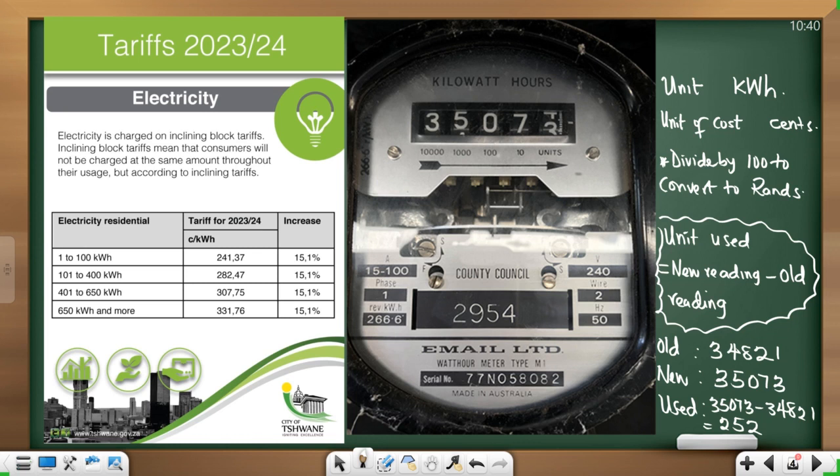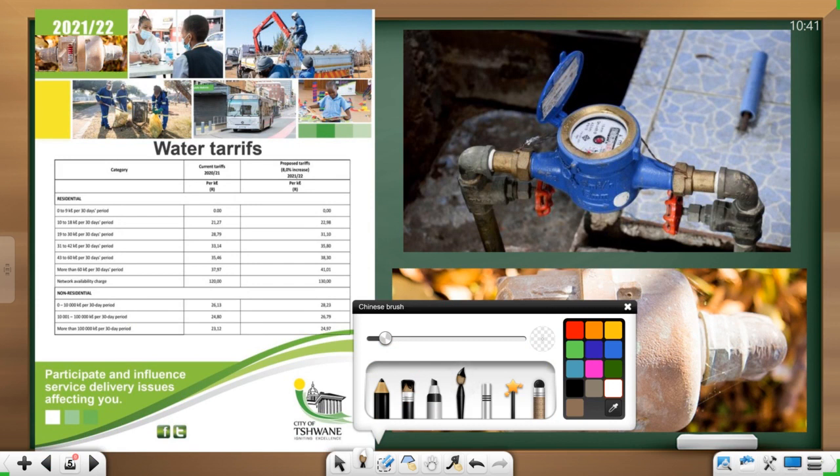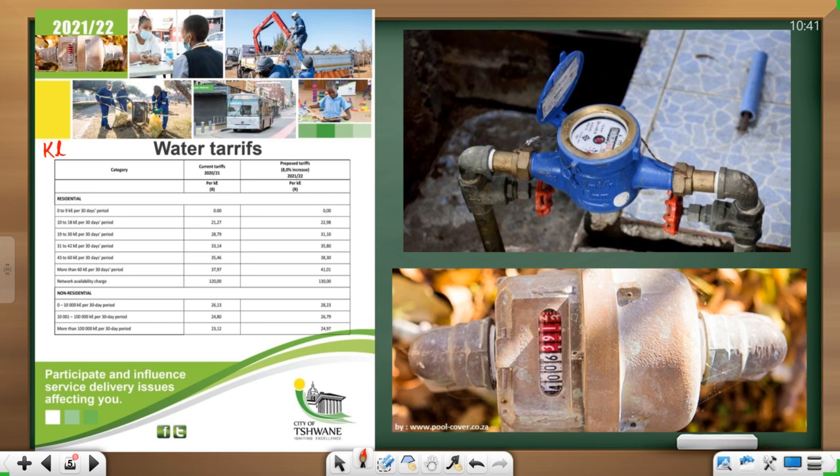So this is electricity. We have another one. This is water. Water is now measured in kiloliters. Please take note of the units. Water is measured in kiloliters, and this one comes in rands. You have to look at it very well. Electricity comes in kilowatt hour. Water comes in kiloliters, KL.